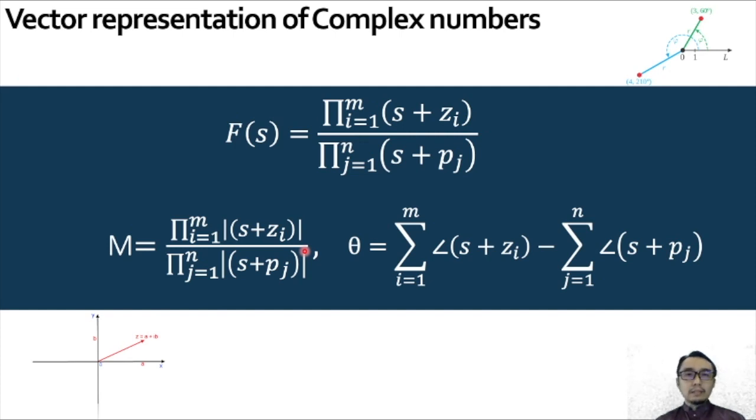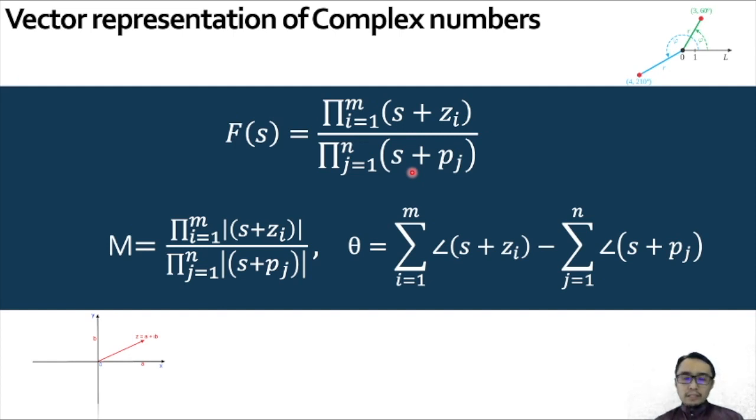Okay, now let us apply the concepts to a more complicated function. As shown here, assuming we have a function f consisting of a product of several zeros. The numerator has the zeros, and in the denominator you have a product of several poles. So this is the typical transfer function that we saw earlier.